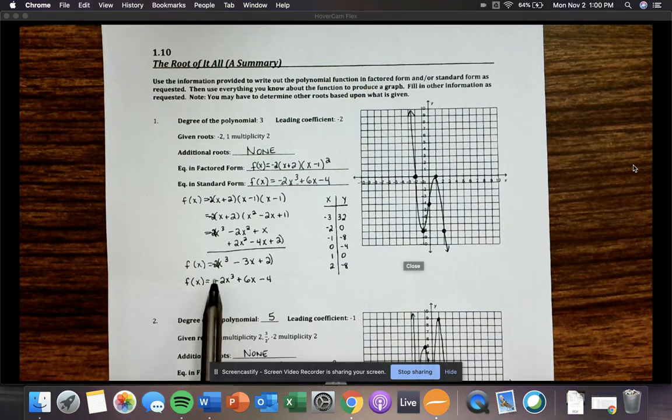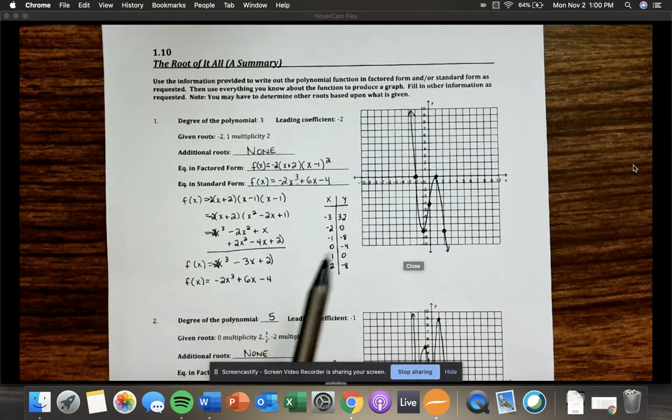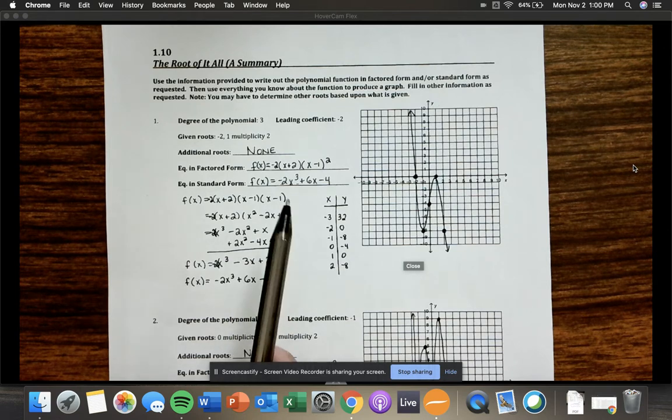So we have this -2 times x cubed minus 3x plus 2. We distribute that -2 in, and we get -2x cubed plus 6x minus 4, which is what we have right here.